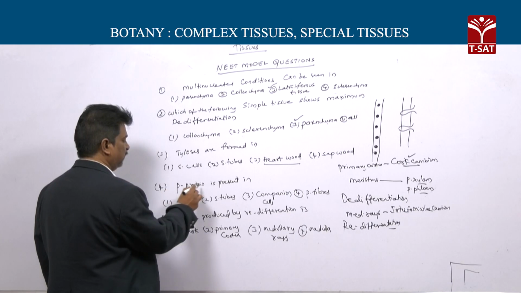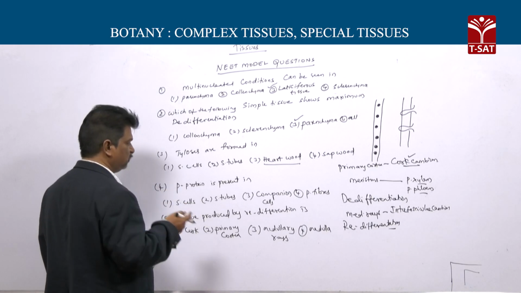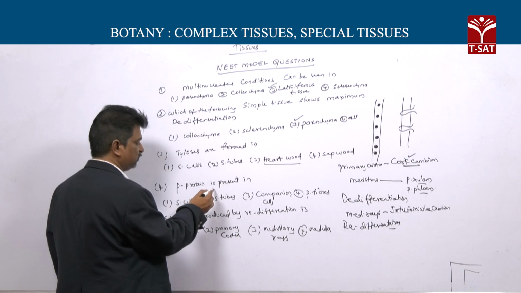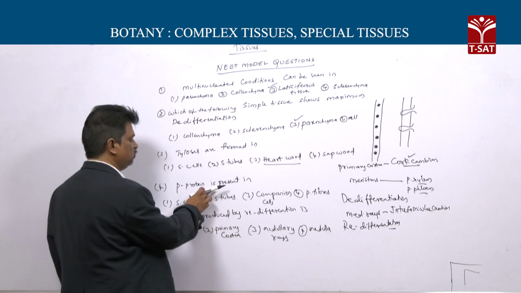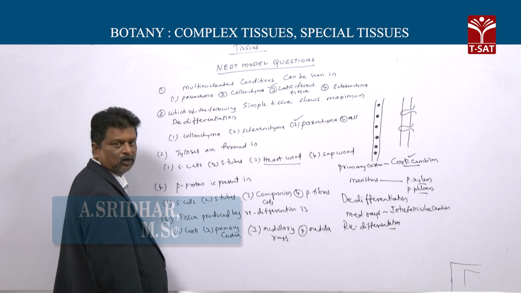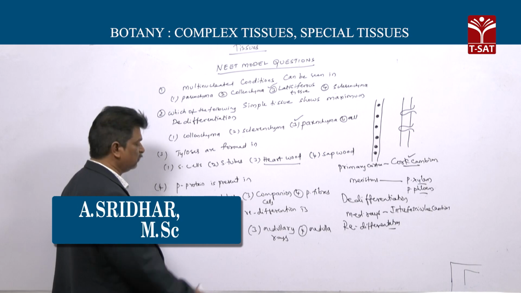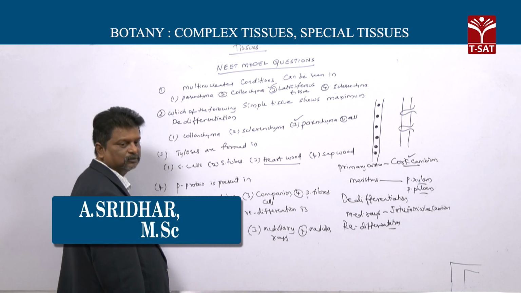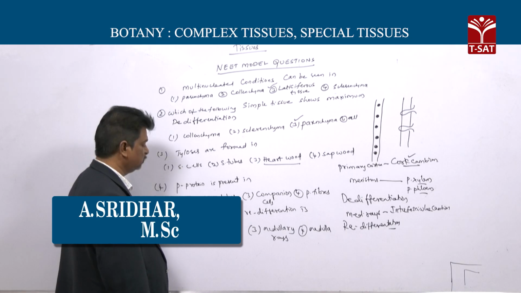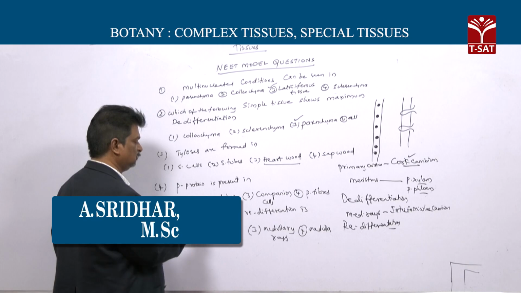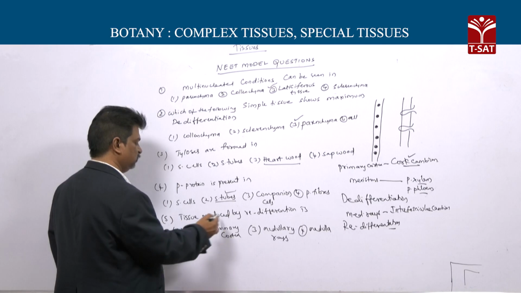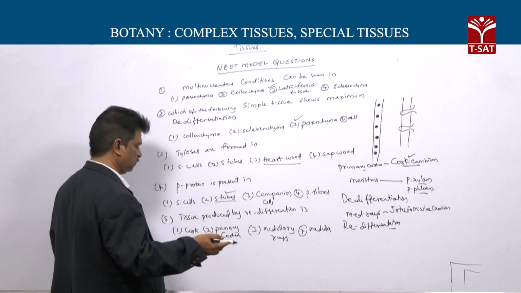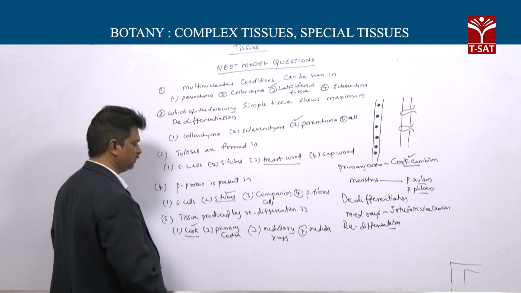The next one, P protein. This P protein is present in the cytoplasm of sieve tube. Actually, injured phloem is non-functional. In injured phloem, this P protein blocks the sieve pores, so conduction gets stopped. And the tissue produced by redifferentiation, just now I discussed. So the answer is cork.